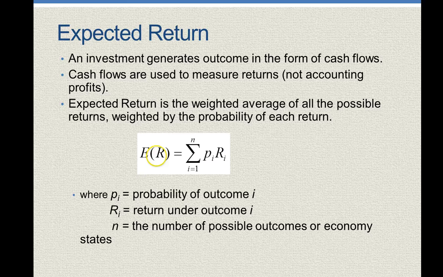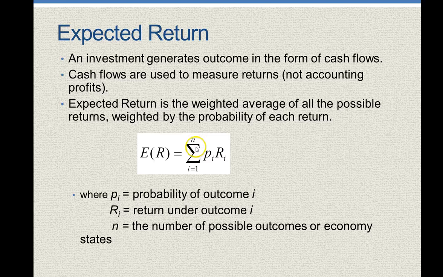And R is the return under that outcome. For example, if it's a rainy day, then the return might be 10%, and if it's a sunny day, it's going to be 15%, things like that. And then N stands for the possible number of outcomes.